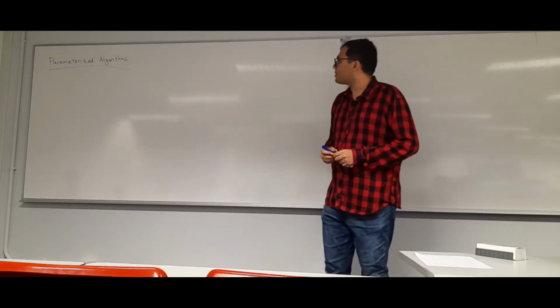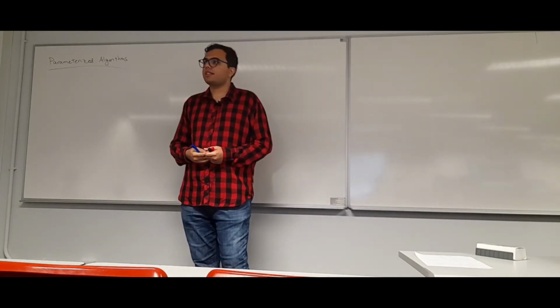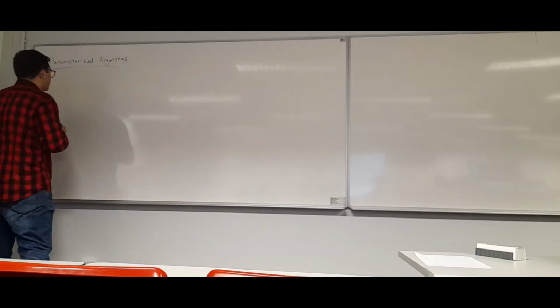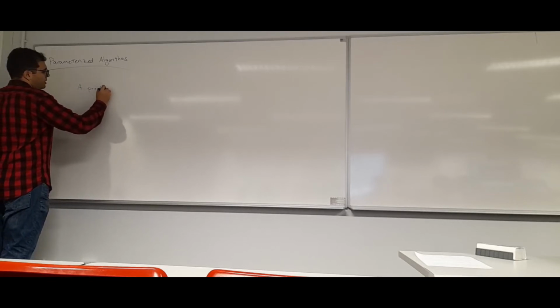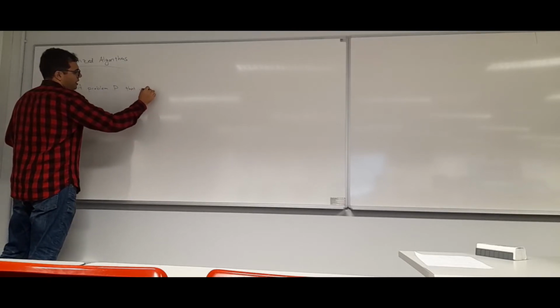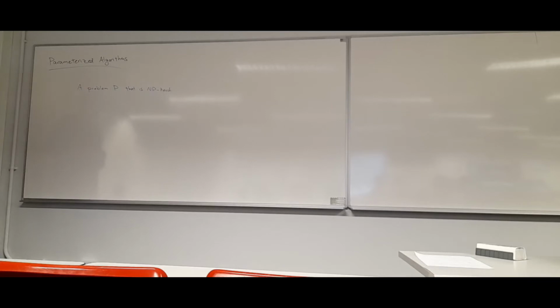So here's what I want you to think about. Suppose that I give you some problem, and suppose that the problem is NP hard, or let's say it's also in NP. Let's say I have an NP complete problem. So I have a problem, let's call it P, that is NP hard. Now, if my problem is NP hard, as I've told you before, we don't know whether P is equal to NP, but we kind of assume that they're not equal.